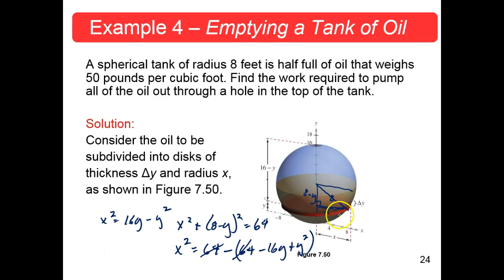Yeah, because what we're looking for here is the volume of this, and the volume is the area of that disk, which is pi x squared, right, times delta y. Well, pi x squared would be pi times 16y minus y squared, delta y. Okay, I think we found an easy way to do that. Now let me make sure.